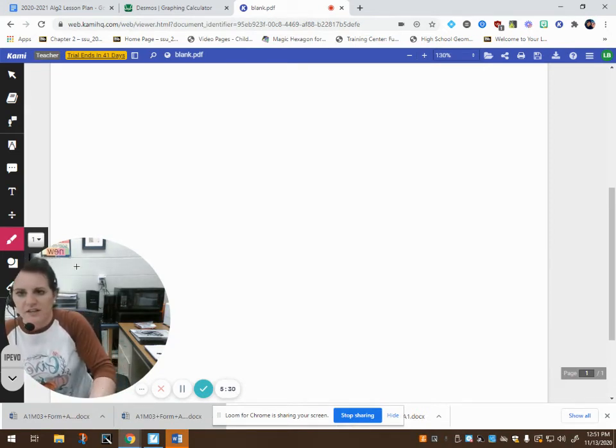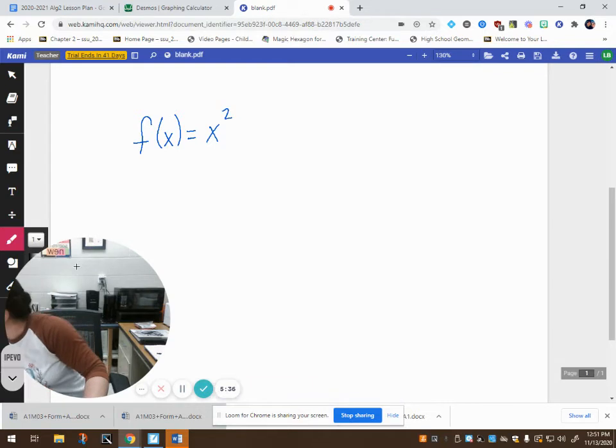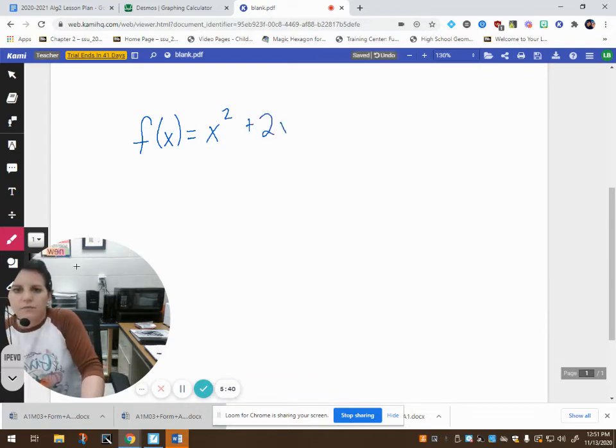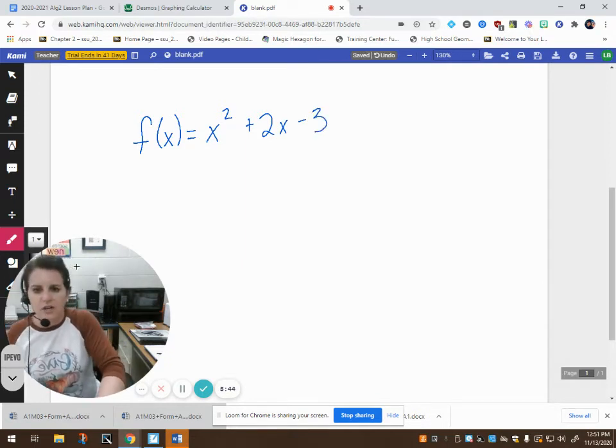So I have here that f of x is equal to x squared plus 2x minus 3. That way, if you're wanting to take notes in your workbook, you can. If not, you can just take them on a scrap piece of paper. It doesn't matter to me.